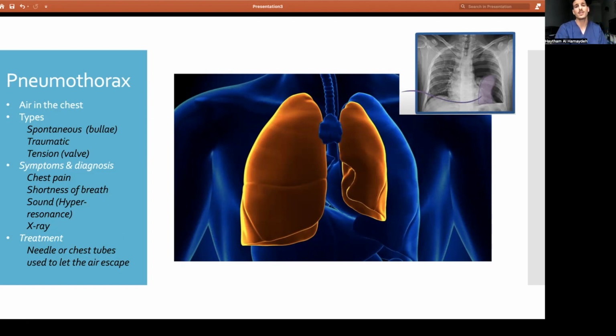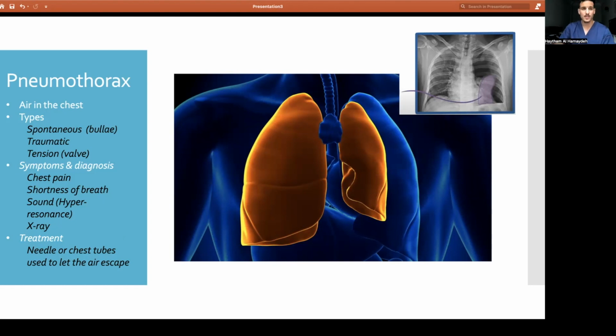You're using the two fingers. And I'll show you at the end of the lecture how these are performed. But what we'll usually hear for the pneumothorax patient is there is hyperresonance. The sound is a lot more than the normal. And so an X-ray can help us see all of these things clearly. And then treatment is usually using a needle or chest tube, which allows the air to escape.